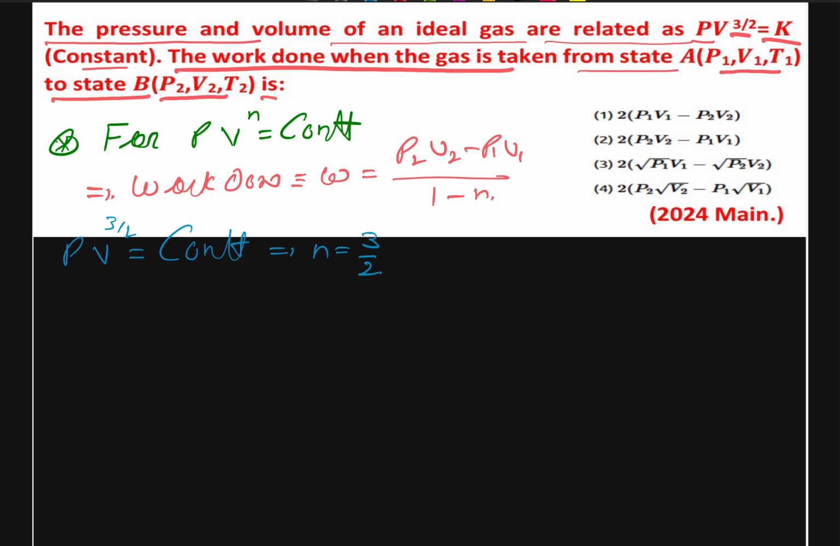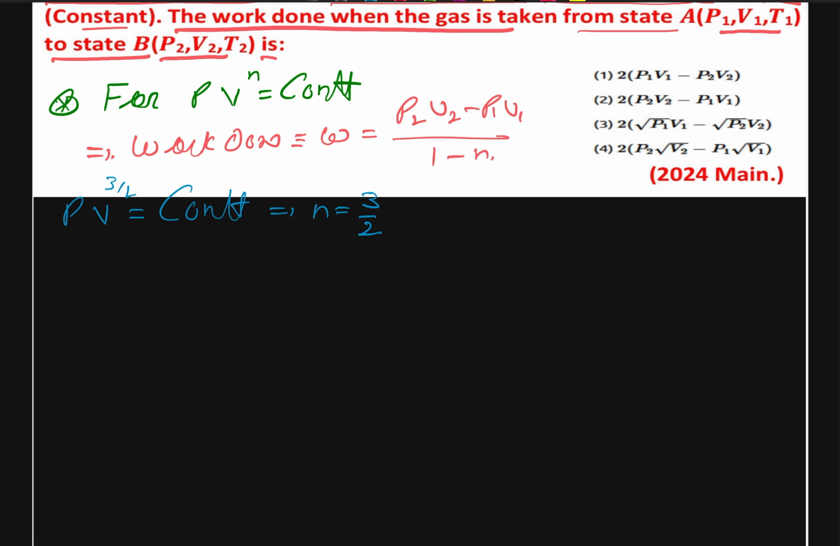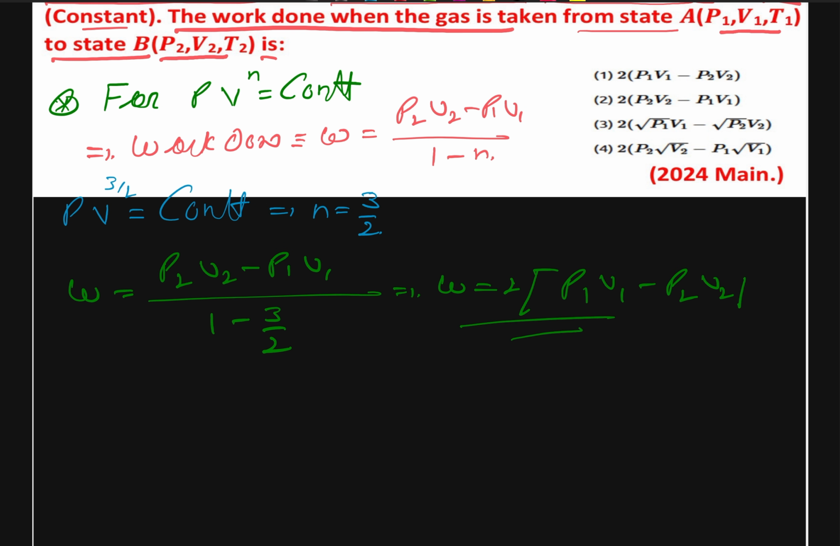So we simply substitute it. We get the work done W is equal to P2 V2 minus P1 V1 divided by 1 minus 3 by 2. So this will be minus 1 by 2, and dividing by minus 1 by 2 gives us work done equal to twice P1 V1 minus P2 V2. So option 1 is correct.